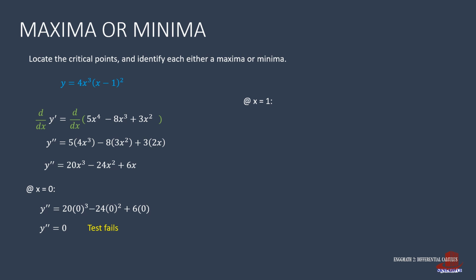So, at x equal to 1, y double prime is 20 times 1 cubed minus 24 times 1 squared plus 6 times 1, making y double prime as 2. Being a positive, this means that the critical point is a minima.